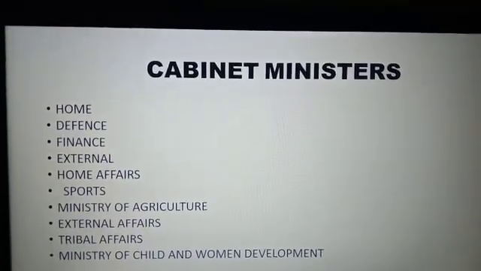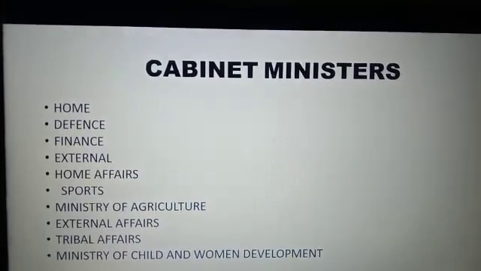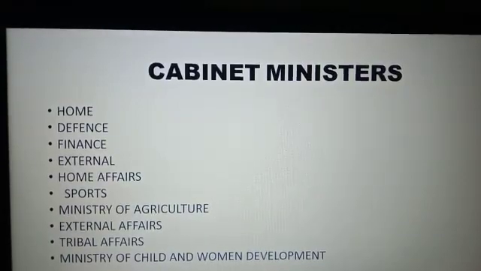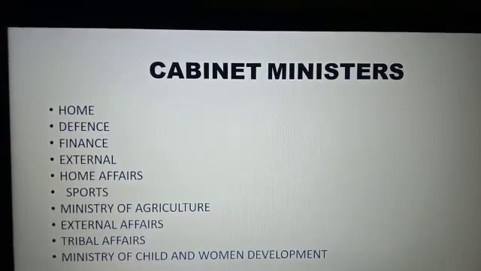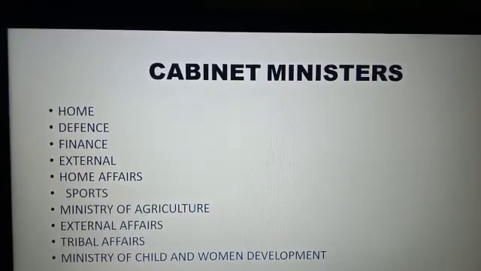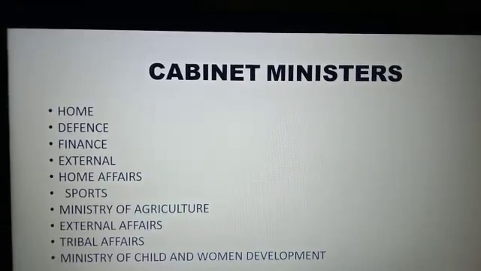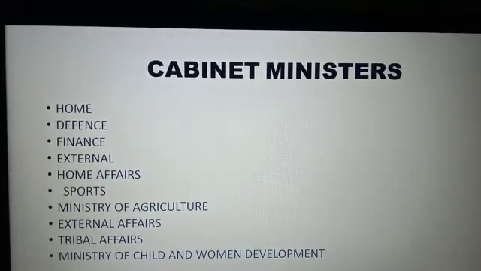Third is the Cabinet Ministers. I have given here a few names, just like Home. Who is the Home Minister of India? You have to surf the net. You will find it out. You will take help of your parents, your teachers, your friends, your relatives, your brothers and sisters, and you have to write it there. You can go through the newspapers, magazines also.